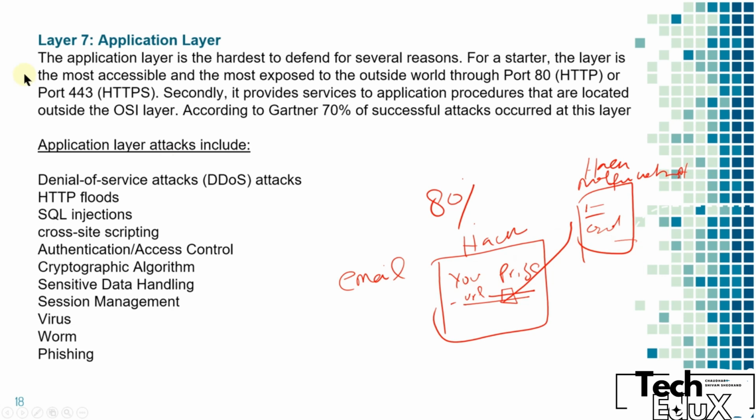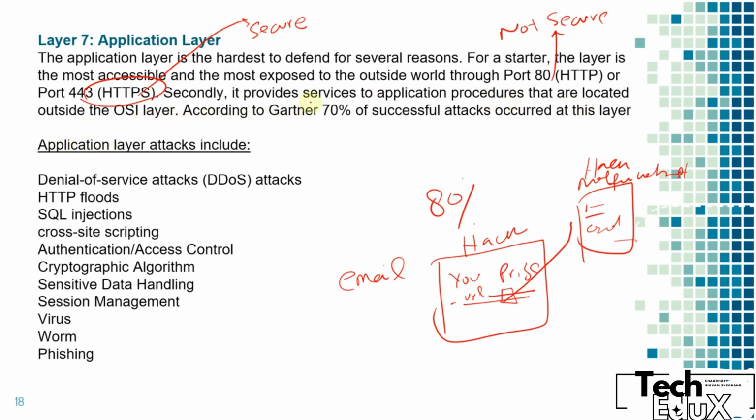So let's read this paragraph. It says the application layer is the hardest to defend for several reasons. For starters, the layer is the most accessible and the most exposed to the outside world through port 80, which is not secure, or port 443, which is HTTPS, which is secure, but still, there is a possibility a hacker can hack this port as well. Secondly, it provides a service to application procedures that are located outside the OSI layer.